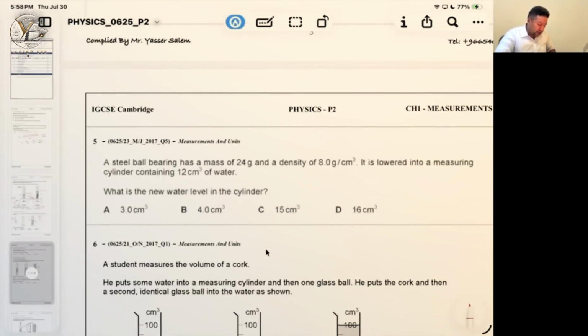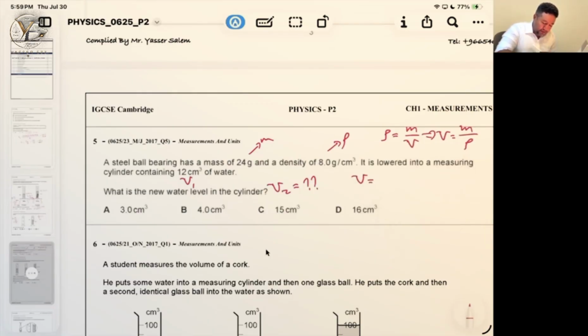A steel ball bearing has a mass of 24 grams. So the mass is 24 grams and a density of 8.0 grams. So here is the density. It is lowered into a measuring cylinder containing 12 centimeter cube. So here is V1 of the water. What is the new water level? So it's asking about V2 in the cylinder. So we need to find the volume. Density equals mass over volume, rearranging the equation, making the volume the subject. So the volume equals mass over density.